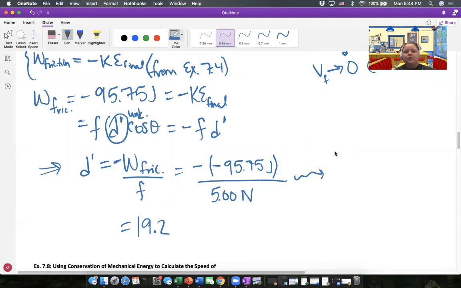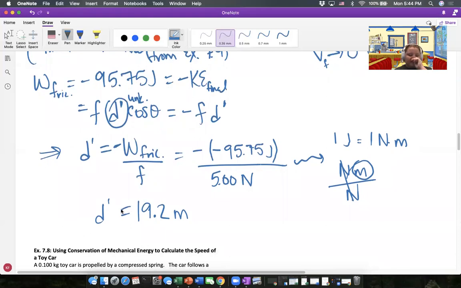Okay, and let me go ahead and check our units real quick. Okay, remember that 1 joule is equal to 1 Newton meter. So if we have a joule divided by a Newton, we get our meter. Good, that's what we want. We want our distance in meters. Okay? So now this is the distance that it'll travel to a stop. All right.